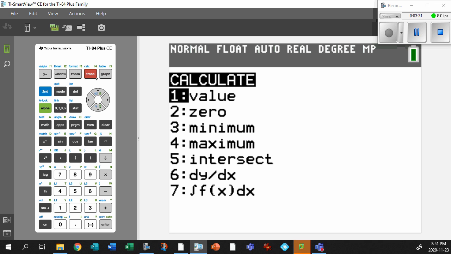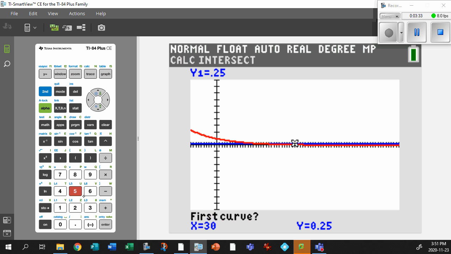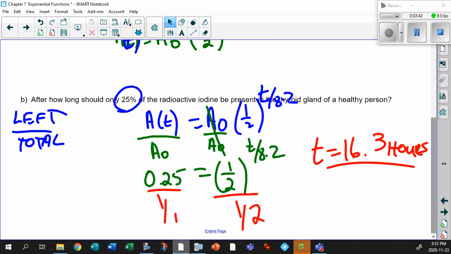Second calc. Find the intersect. 5. Enter, enter, enter. And look at this. You end up with your 16.4 hours, which is just perfect. I think I put down 16.3. Should be 16.4. Okay? Real simple questions, straightforward, easy to do.